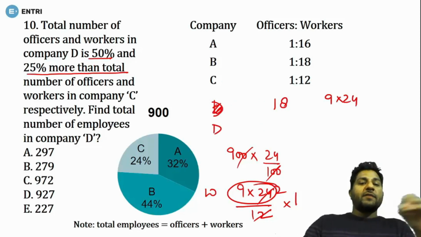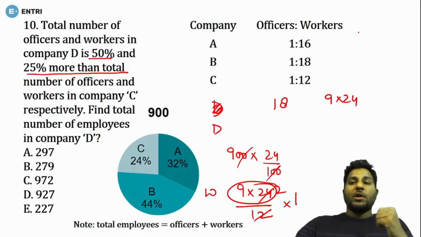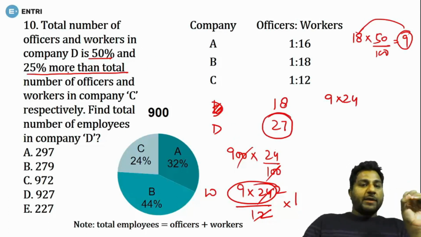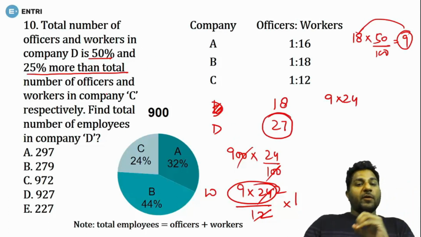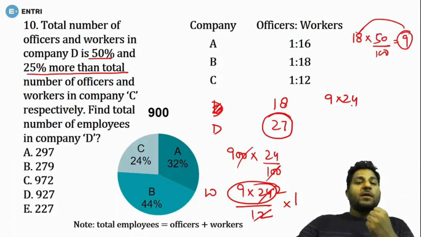50% and 25% more. So first of all, D's officers data will be 50% more. So 50% of 18 would become 9. Okay, so 9 more than 18, that means it will become 27. Now 25% more on the total number of workers in C. So 25% more of what? Workers of C, that means 1/4.